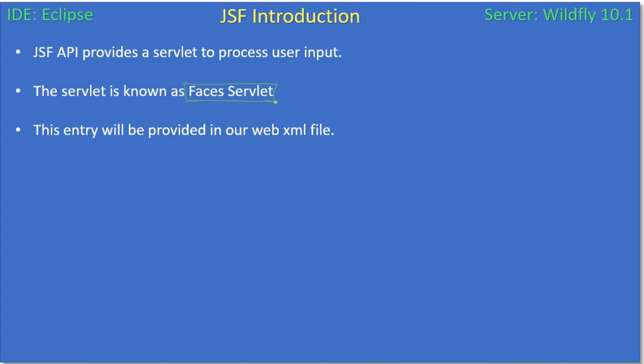This entry will be provided in our web.xml. So the Faces servlet entry, we can find it in the web.xml. That means by looking at the web.xml, you can know how it is referring to the Faces servlet. Definitely the web.xml will contain the mapping. If we are not using annotation, then for Faces servlet we won't use any annotation. So the entry will be available here in the web.xml file.